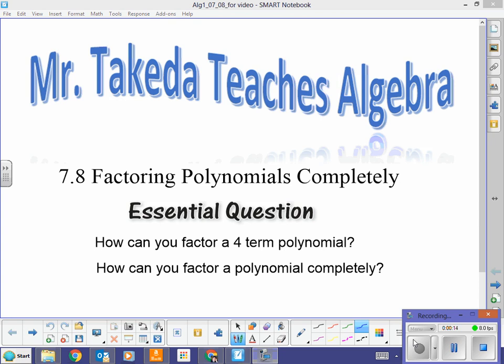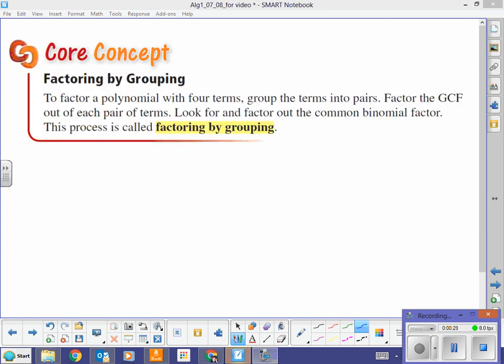This is lesson 7.8 on factoring polynomials completely. This time we actually have two essential questions: factoring a four-term polynomial and factoring completely. Okay, so let's get started. The first thing we want to talk about is factoring by grouping.